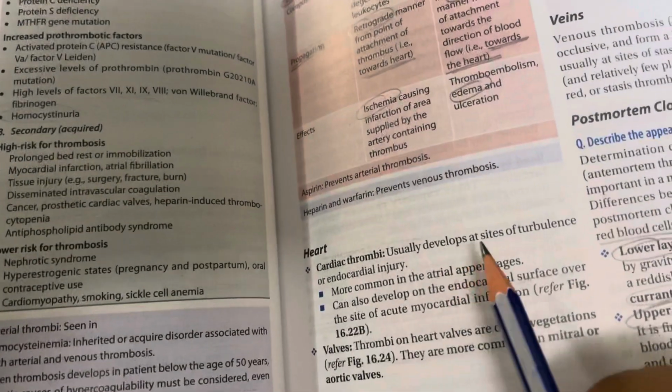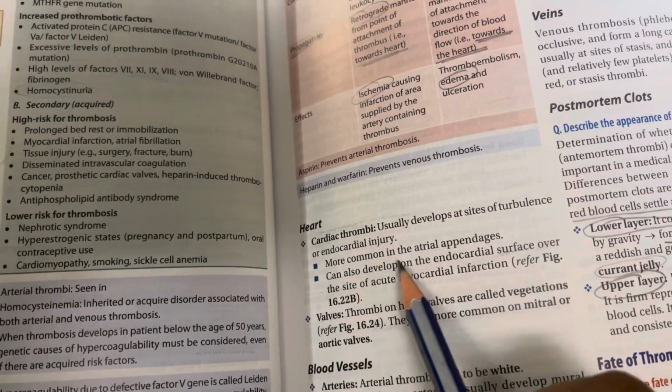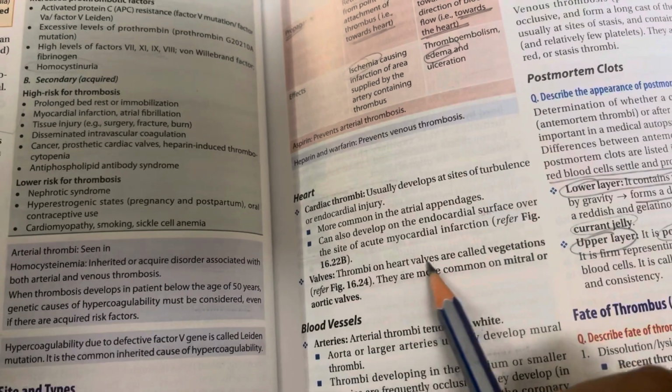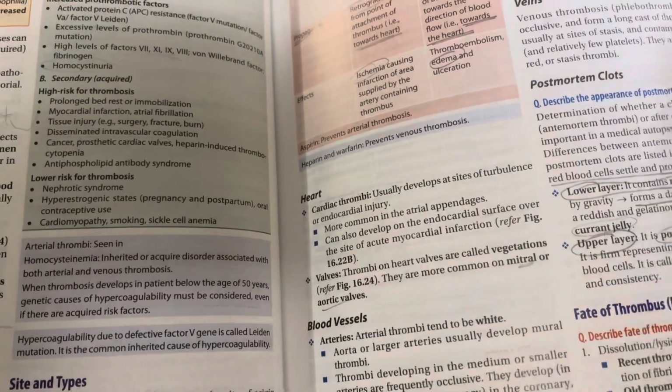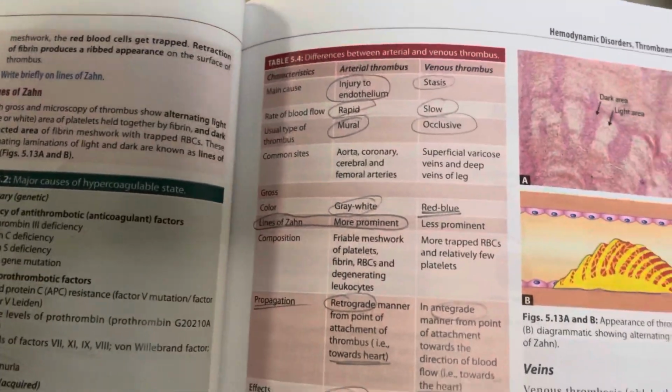So cardiac thrombi usually develop at sites of turbulence or endocardial injury. Thrombi on heart valves are called vegetations, and are more common on the mitral or aortic valves on the left side. Now, differences between arterial and venous thrombus.